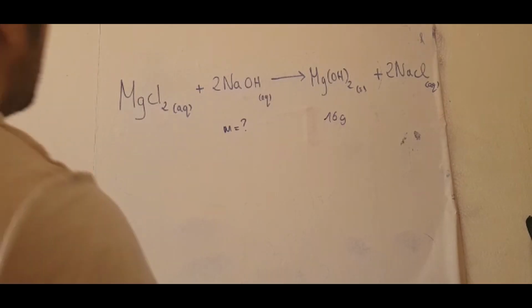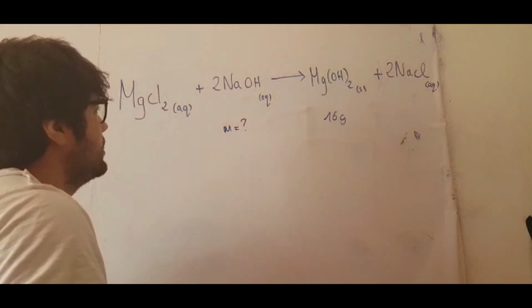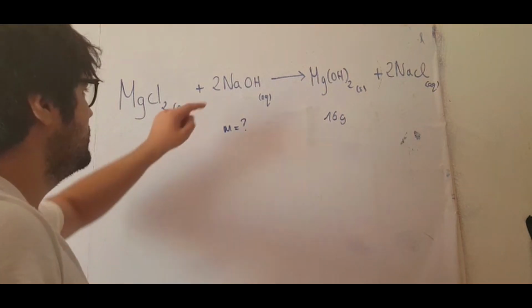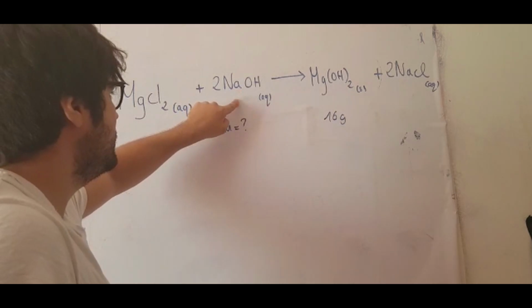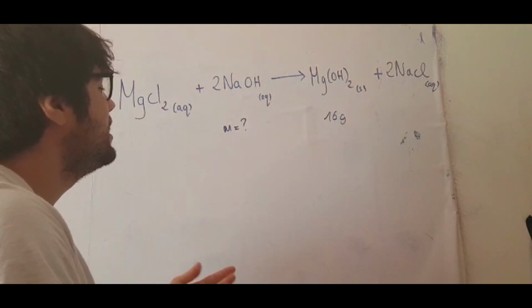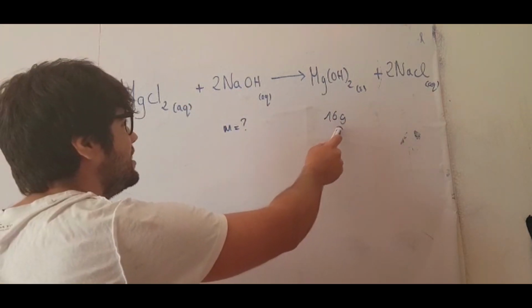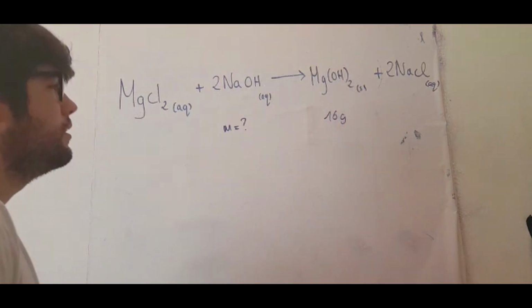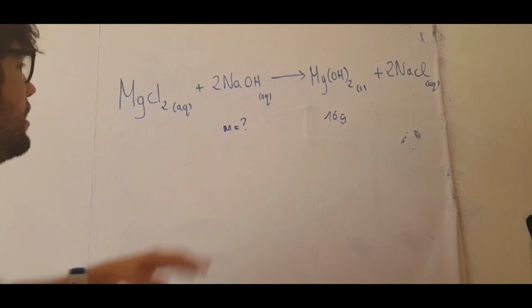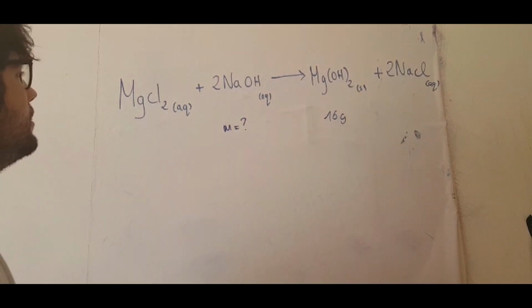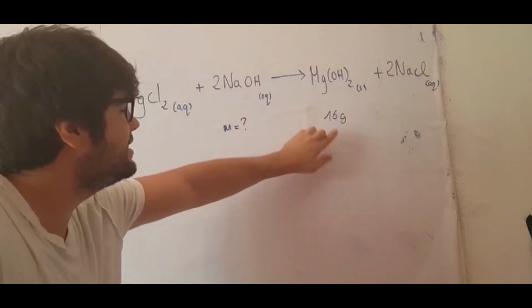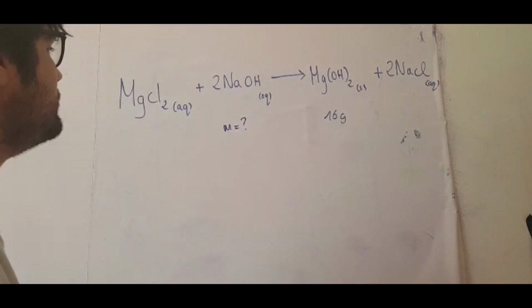Okay, in this video we're going to solve a problem, and the problem is: how much sodium hydroxide do I need if I want to produce 16 grams of magnesium hydroxide? So my question is, how much do I need? How much do I have to put into the reaction in order to get 16 grams of this?